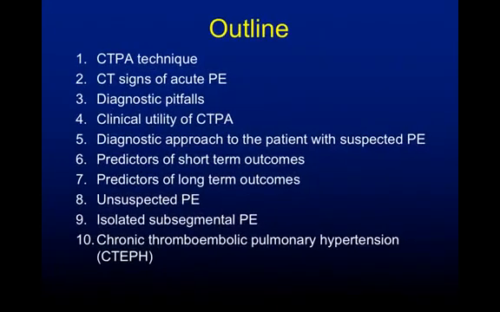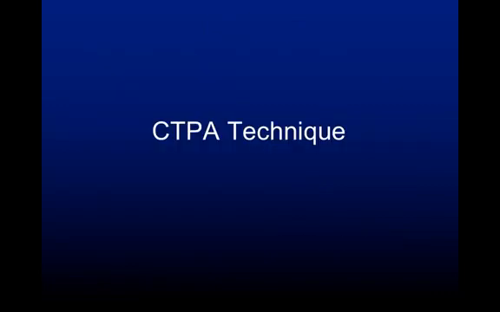So over the next 30 minutes or so, I will discuss CT pulmonary angiography technique, the CT signs of acute PE, the diagnostic pitfalls encountered on CT, the clinical utility of CTPA, and the diagnostic approach to the patient with suspected acute PE. I'll then discuss the predictors of short and long-term outcomes after acute PE, as well as unsuspected PE and isolated subsegmental PE. Finally, I'll briefly discuss chronic thromboembolic pulmonary hypertension. So let's start with CTPA technique.